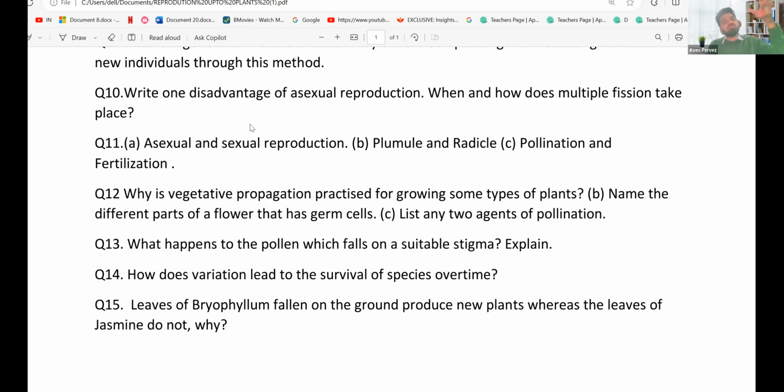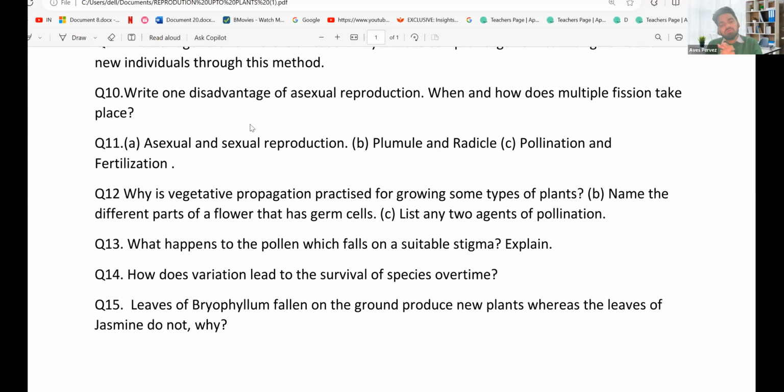If a leaf of bryophyllum falls on sand, or if it is buried, it will give you a new plant. But if a leaf of jasmine is buried under the soil, it will not give you any plants. What does it mean? Why? So I don't know the answer.